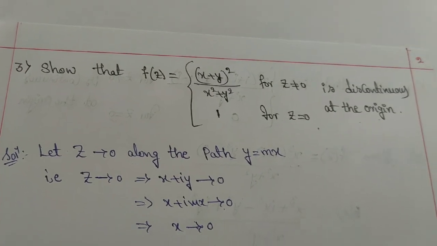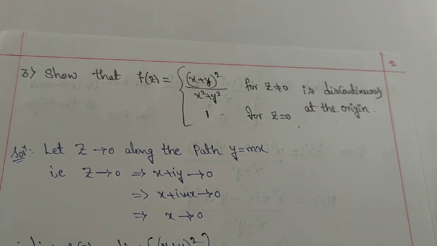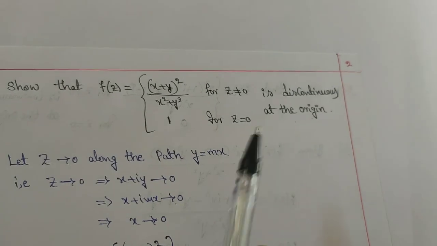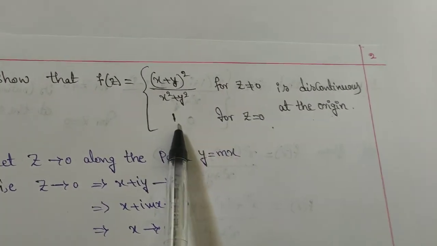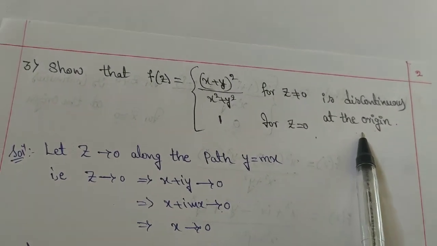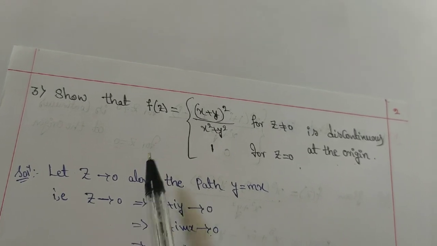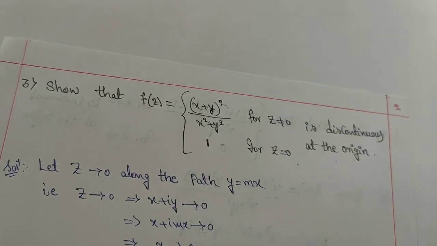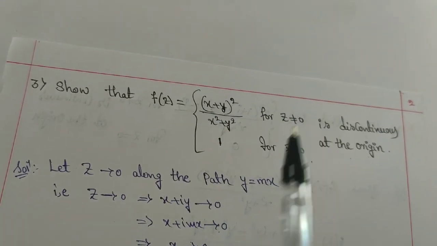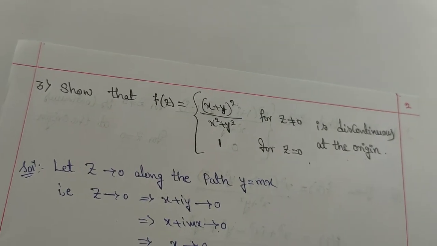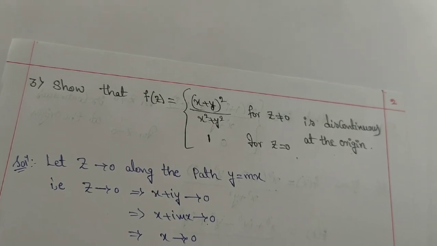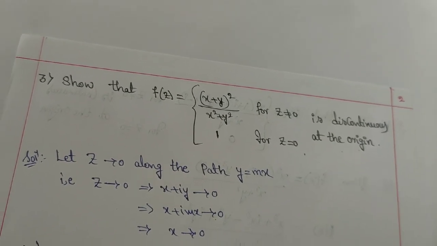Next problem: show that f of z is equal to x plus y whole square divided by x square plus y square when z is not equal to 0, and the value is 1 for z is equal to 0, is discontinuous at the origin. That means here also we have to show that the function is discontinuous at the origin. We can solve this problem like the previous problem. That means apply the same procedure you applied for the previous problem.